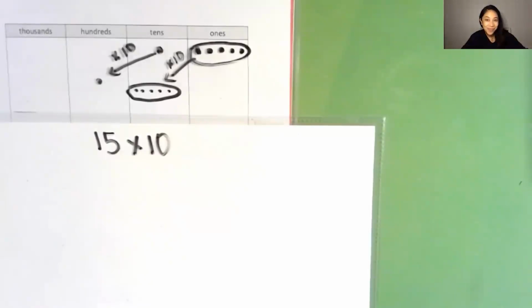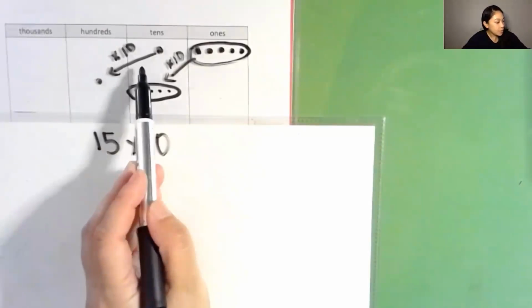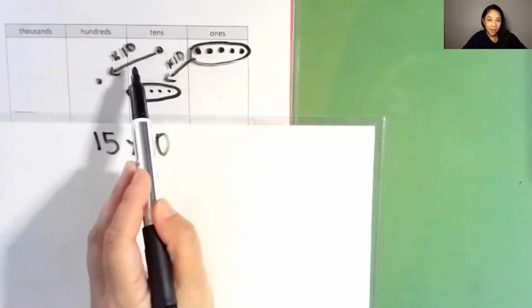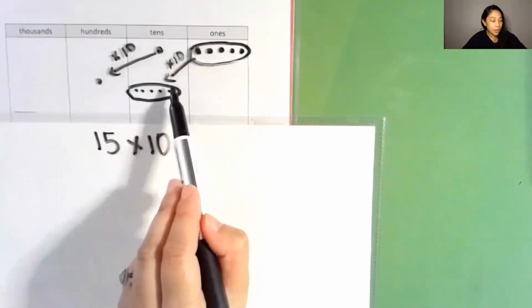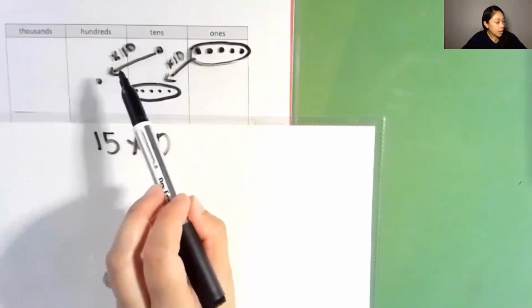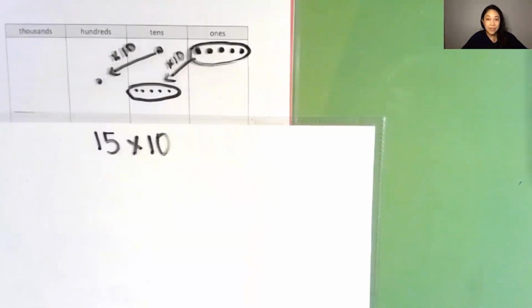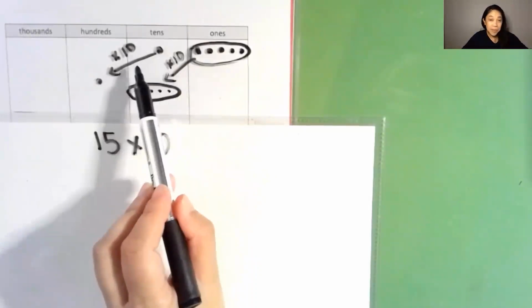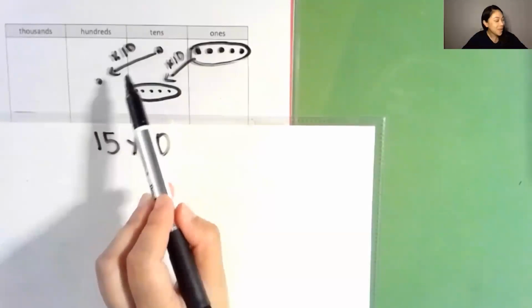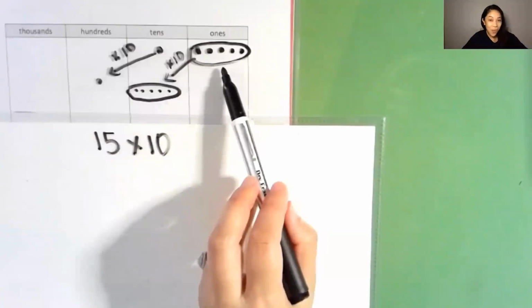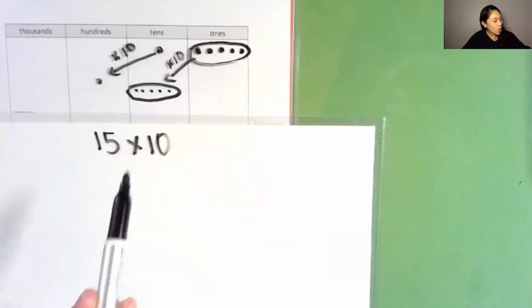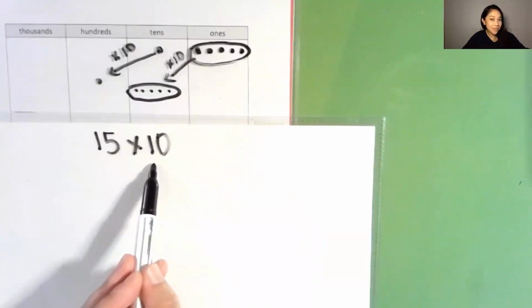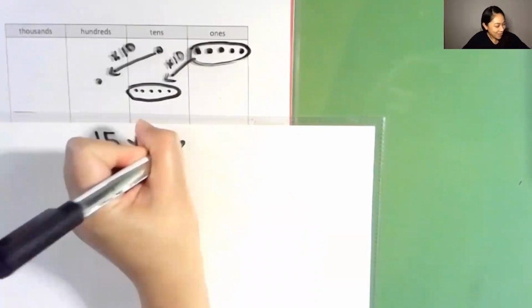How did you do it? Let's talk through what I did here on the board. Here you can see I drew an arrow to represent 1 ten times 10. I drew another arrow here to show 5 ones times 10. We need to multiply times 10 for each of our units. What is 1 ten times 10? 100. And what is 5 ones times 10? 5 tens. What is 15 times 10? 150.